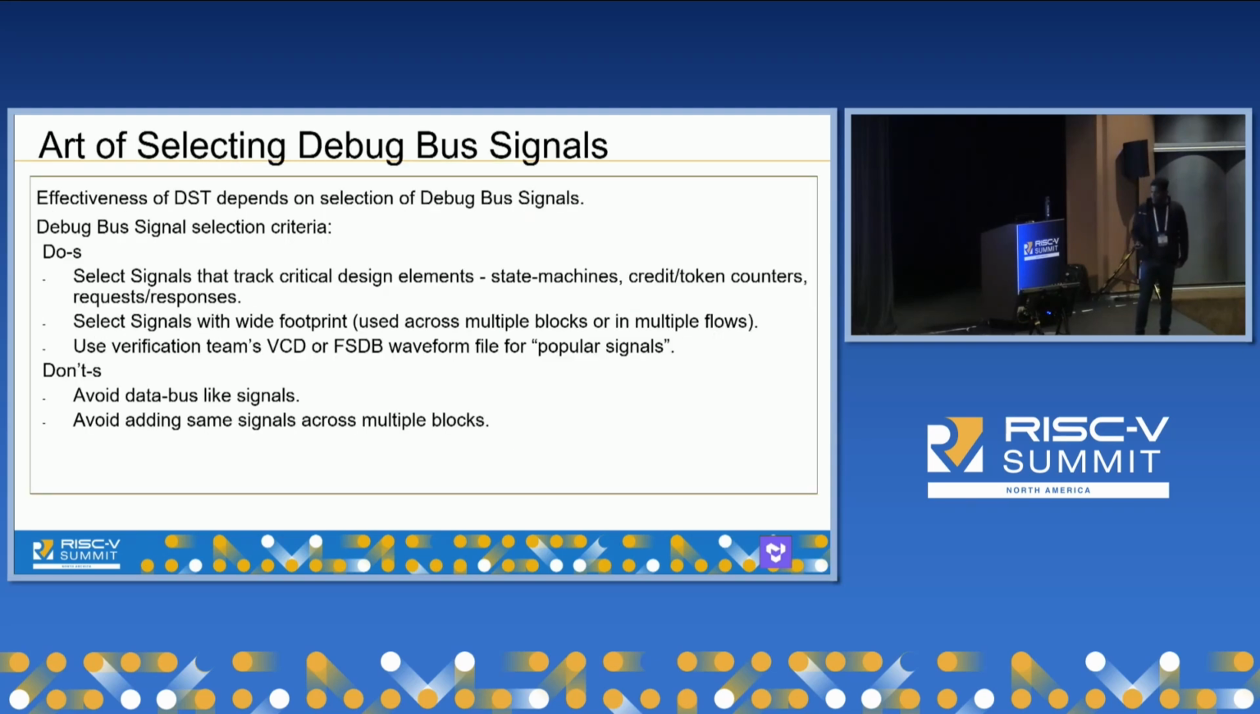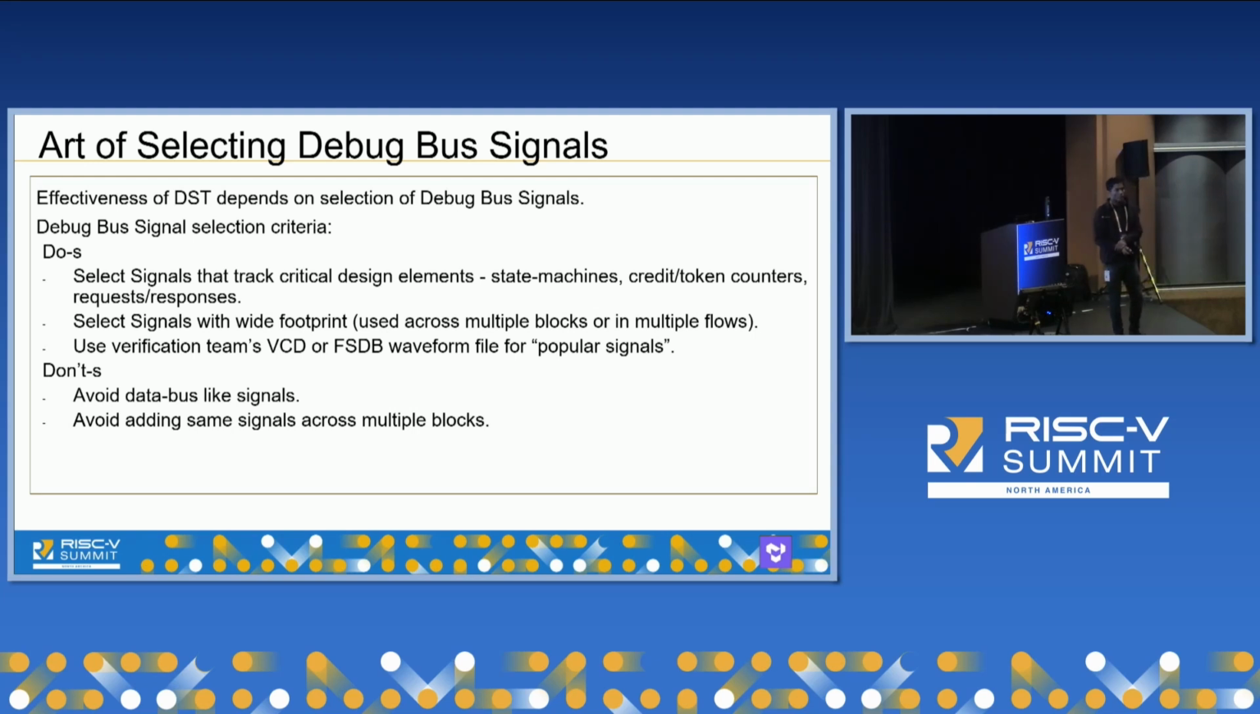Right? So now this feature is only as good as the kind of signals you're selecting when you're building the hardware. So basically, what are the signals you're selecting on the debug bus, right? Now, there are certain do's and don'ts you want to follow with respect to selecting these signals when you're building the hardware. So you want to select signals which are critical, right? Like state machines or request response interfaces or credit token counters.